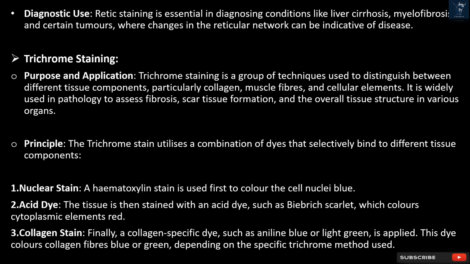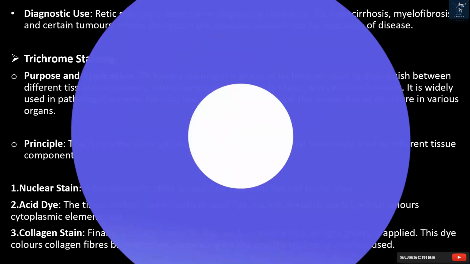Nuclear stain: a hematoxylin stain is used first to color the cell nuclei blue. Acid dye: the tissue is then stained with an acid dye, such as Biebrich scarlet, which colors cytoplasmic elements red. Collagen stain: finally, a collagen-specific dye, such as aniline blue or light green, is applied. This dye colors collagen fibers blue or green, depending on the specific trichrome method used.